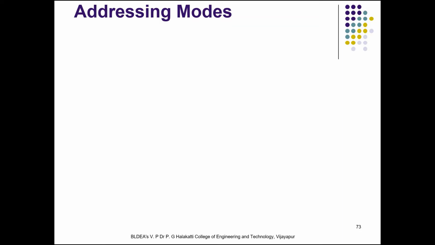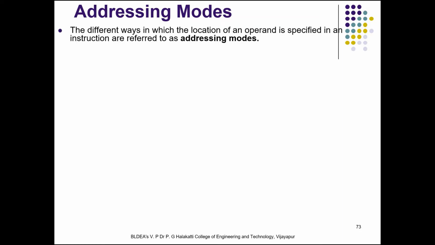Now let's see first of all what an addressing mode is. The different ways in which the location of an operand is specified in an instruction are referred to as addressing modes. So in a simple way, they are nothing but different ways in which the location of an operand is specified in an instruction, and it is referred to as an addressing mode.